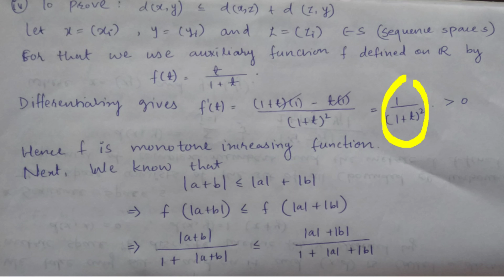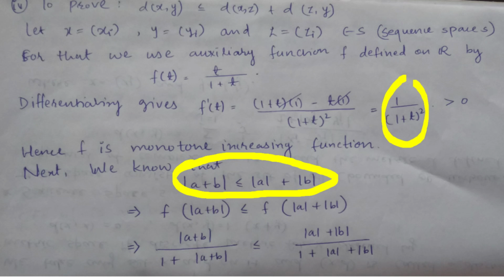And we know the modulus property, that is, modulus of a plus b is less than or equal to modulus of a plus modulus of b. When I am applying the function f on this inequality, it will become f of modulus of a plus b is less than or equal to f of modulus of a plus modulus of b. So here we defined f of t equal to t upon 1 plus t. So instead of t here I have modulus of a plus b.